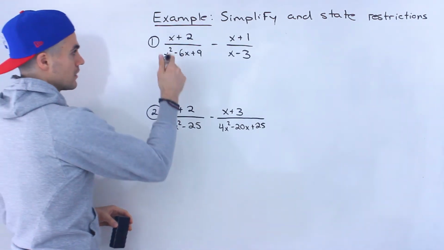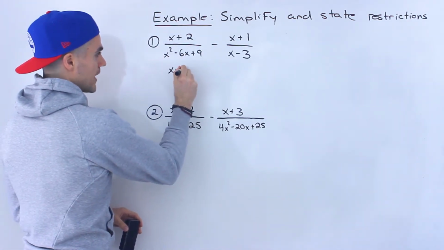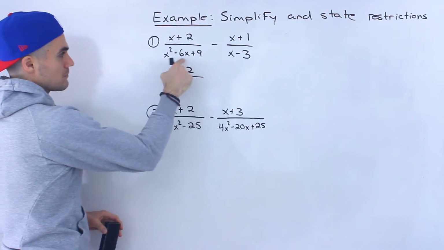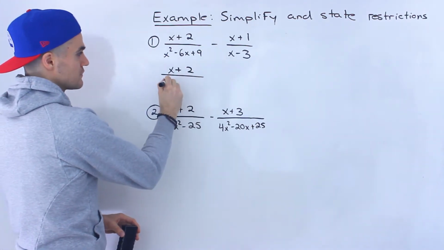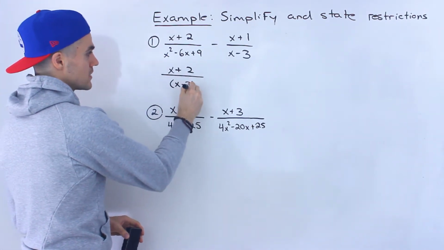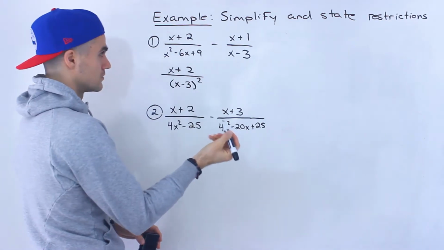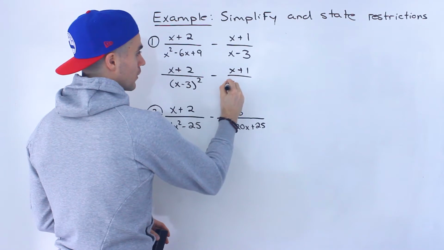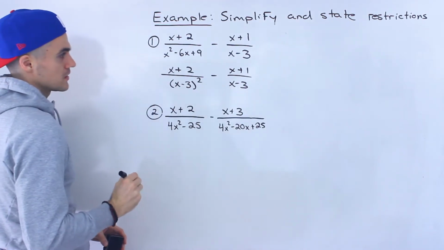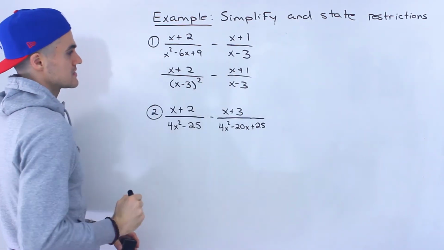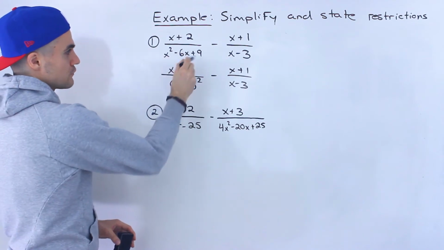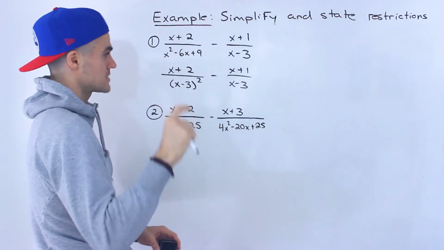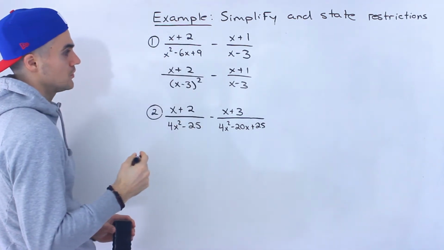So notice over here in number 1, we'll have an x plus 2, and then this x squared minus 6x plus 9, that actually factors into x minus 3 to the power of 2. And then we have this minus x plus 1 over x minus 3. Notice nothing factors in this second expression. This here, if you factor it, it's x minus 3 times x minus 3. It's a perfect square trinomial.